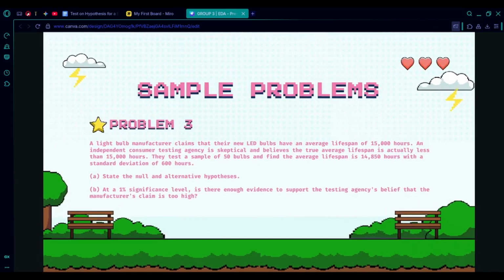A light bulb manufacturer claims that their new LED bulbs have an average lifespan of 15,000 hours. An independent consumer testing agency is skeptical and believes that the true average lifespan is actually less than 15,000 hours. They test a sample of 50 bulbs and find the average lifespan is 14,850 hours with a standard deviation of 600 hours. State the null and alternative hypothesis, and at 1% significance level, is there enough evidence to support the testing agency's belief that the manufacturer's claim is too high?